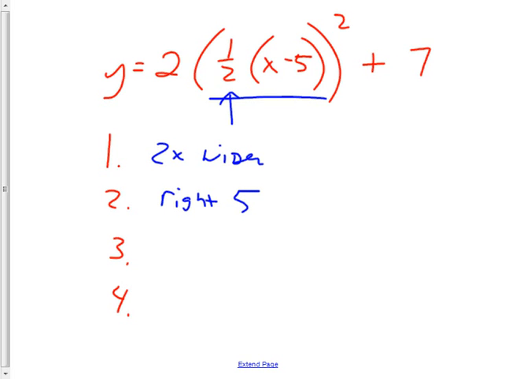Next part, go to the outside. On the outside, do you do it in normal order? Yes, you do. So those are the two things. What's normally first, times by 2 or +7? Times by 2. So therefore, it's 2 times taller. And the last thing you do is the +7, which will be up 7. There they are in the right order.